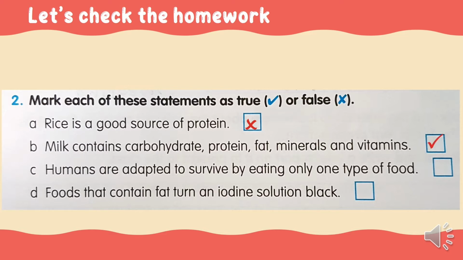Now, humans are adapted to survive by eating only one type of food. Can we live with only one type of food? No. So, this is false. We need to eat a variety of food so that we get the different nutrients, right?